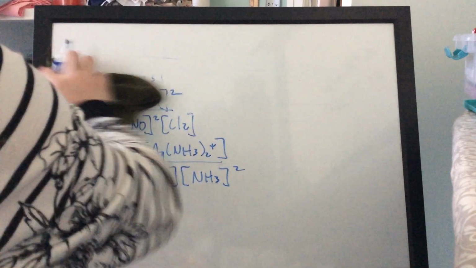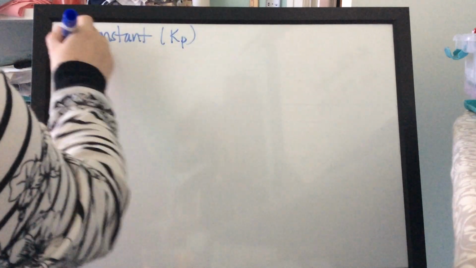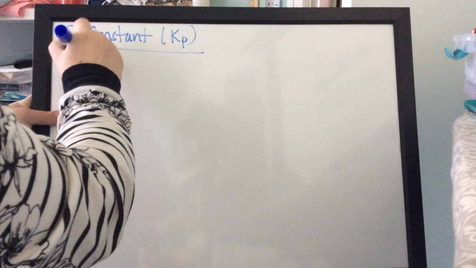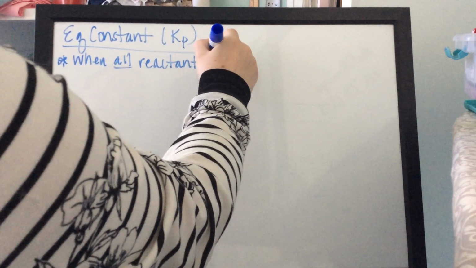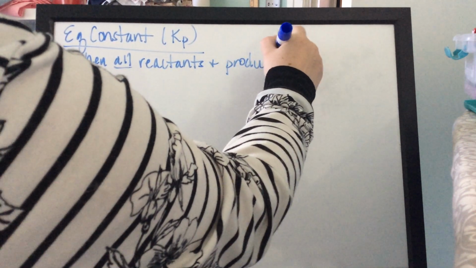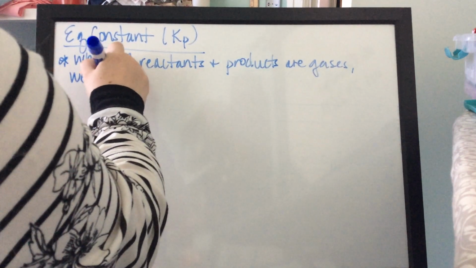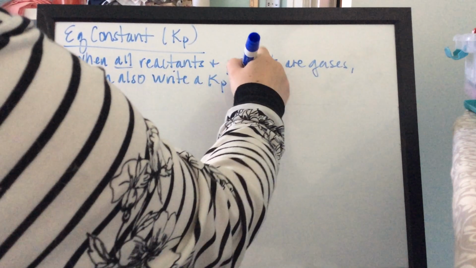All right, the last idea is that we can actually write another type of equilibrium constant, and it's not a Kc. Your title says equilibrium constants in terms of pressure, which are going to be Kp's. So here's the stipulation. When all reactants and products are gases, we can also write a Kp expression.